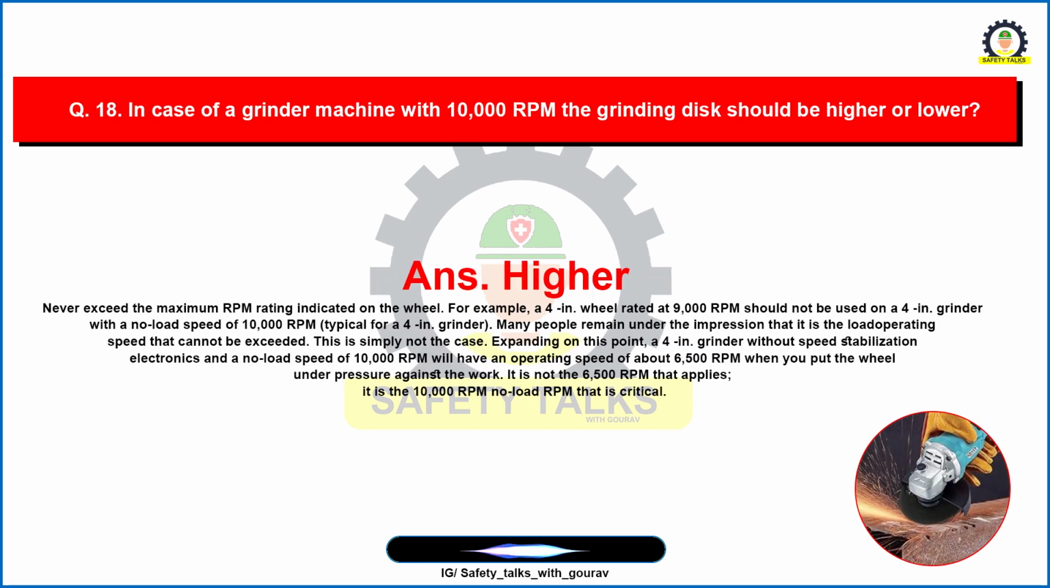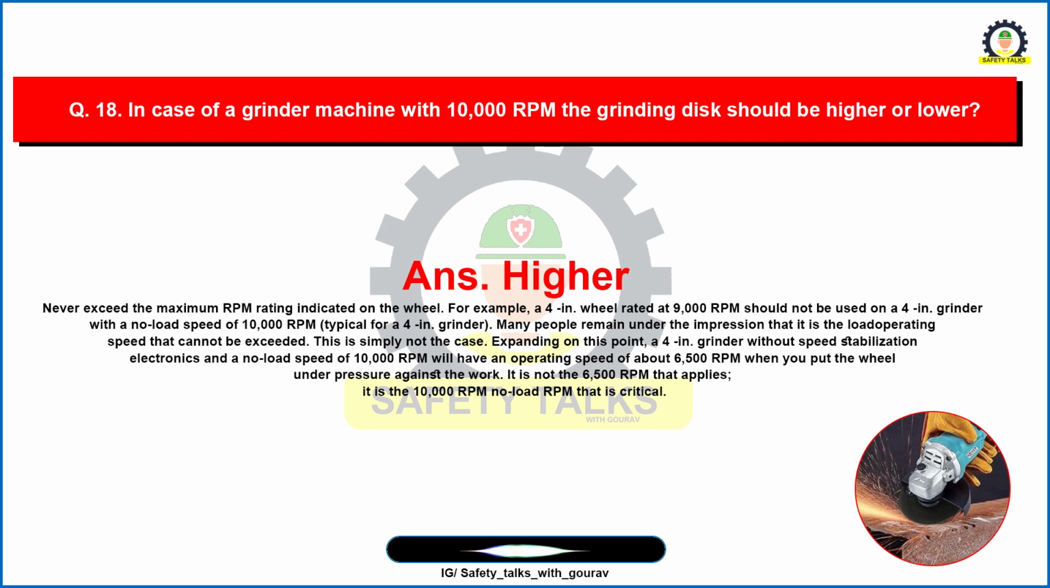Next question goes like, in case of a grinder machine with 10,000 rpm, the grinding disk rating should be higher or lower? So the answer will be higher. Why? Because never exceed the maximum rpm rating. It's indicated on the wheel. For example, a 4 in wheel rated at 9000 rpm should not be used on a 4 in grinder with a no load speed of 10,000 rpm. Typically with a 4 in grinder, many people remain under the impression that it is the load operating speed that cannot be exceeded.